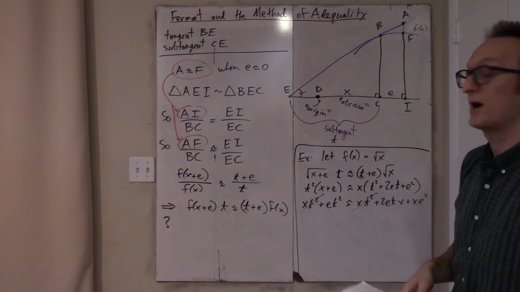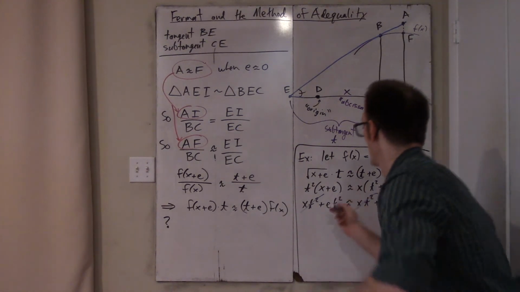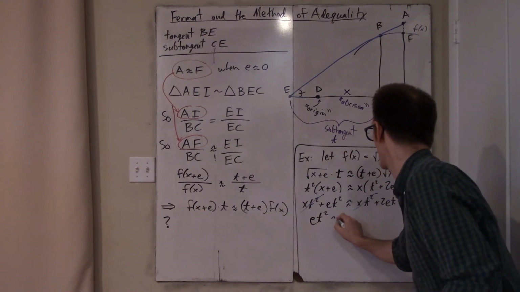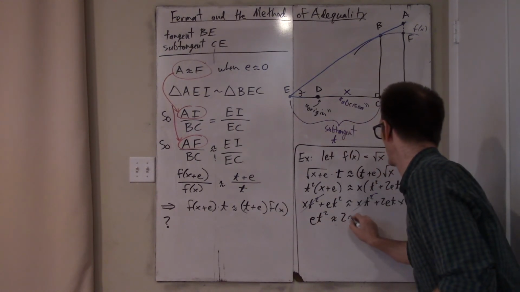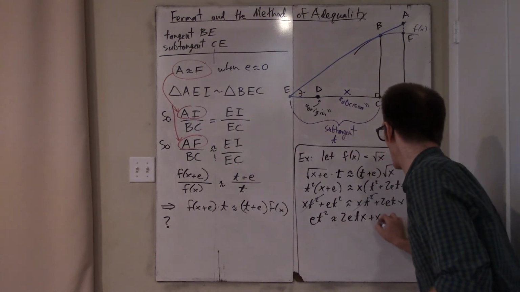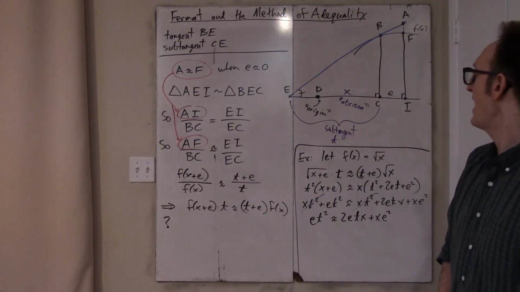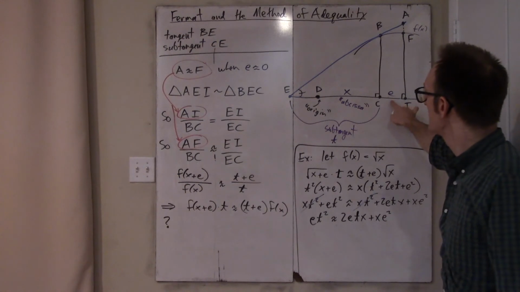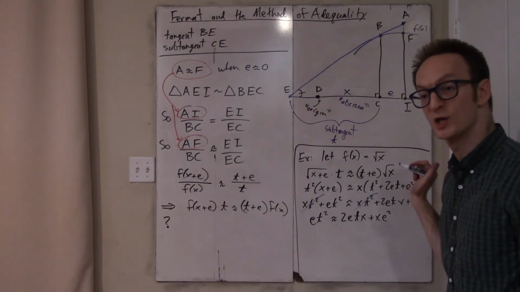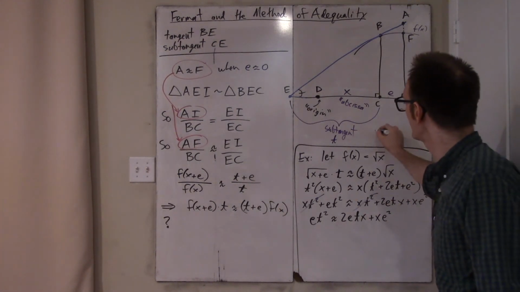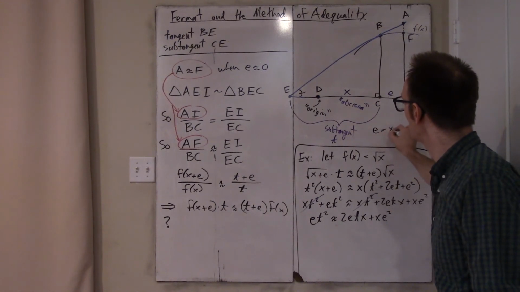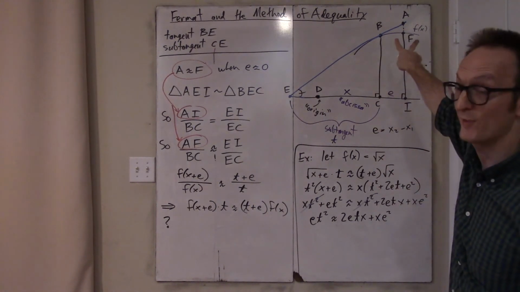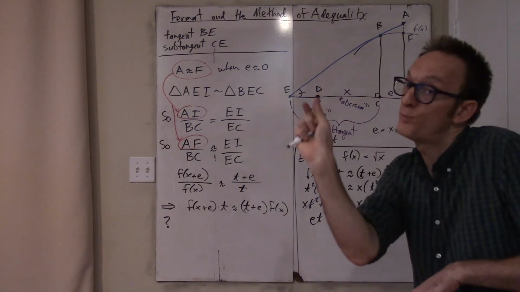Okay, what's left? Well, et squared is approximately equal to 2etx plus xe squared. Well now I can just divide by e. E, after all, is Fermat's new innovation. E is sort of the x2 minus x1 after all, because that's really what B and F are, right? B and F are the two points on the curve.